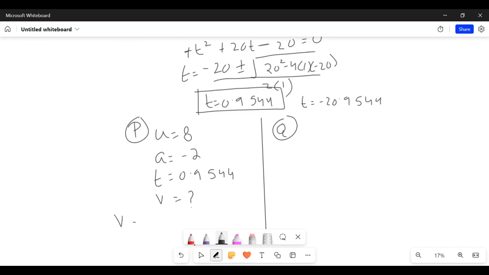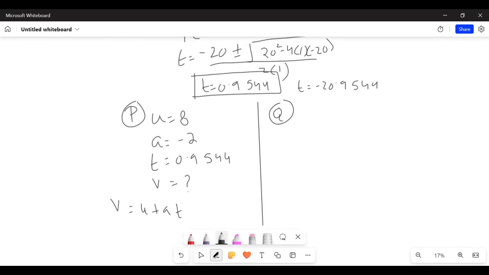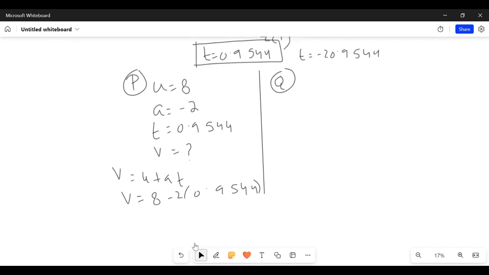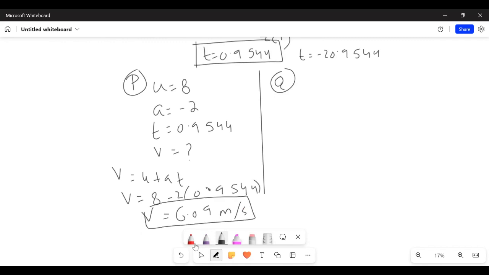So we can do V is equal to U plus AT. So V equals 8 minus 2 times 0.9544, which gives 6.09 meters per second. This is the answer we get for P.